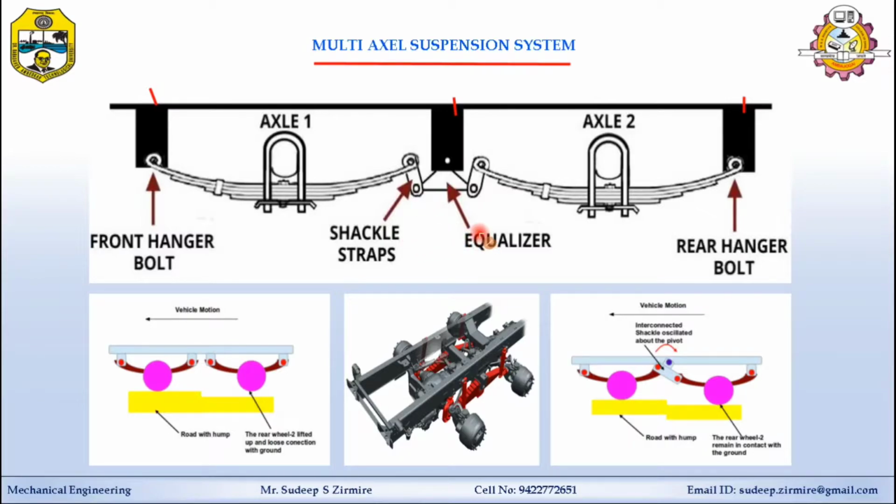Then shackle straps are also used to connect the spring to the equalizer. You can see these shackle straps here and here, connected with this equalizer, and the equalizer sinks from front to back, allowing the axle to adjust to the bumps. There is always one equalizer between two connecting springs in the suspension system. Different designs of equalizer are also available depending on the application.